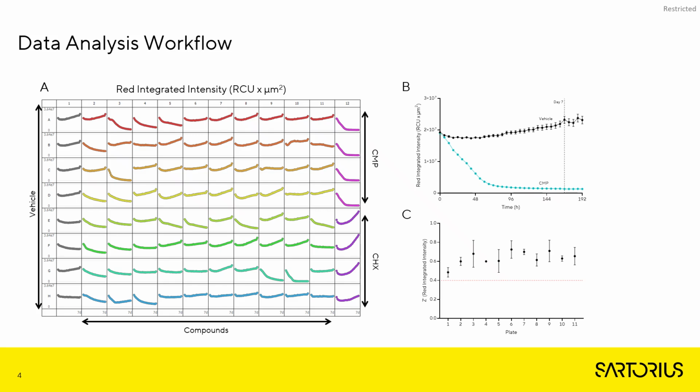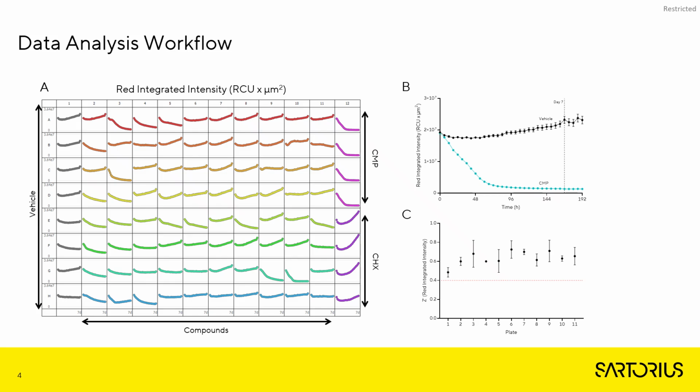The IncuCyte software microplate view facilitated rapid visualization of the full 96-well time course. Control responses were displayed in column 1, which is vehicle DMSO 0.1%, and in column 12, CHX, which is cycloheximide, 10 micromolar, indicating a suitable and robust assay window. The remaining 80 wells showed various compound responses within the plate.